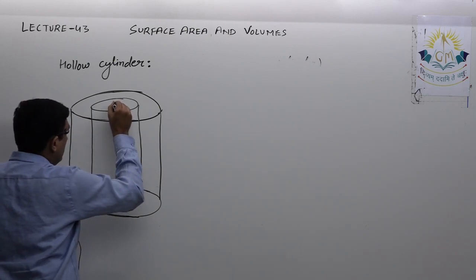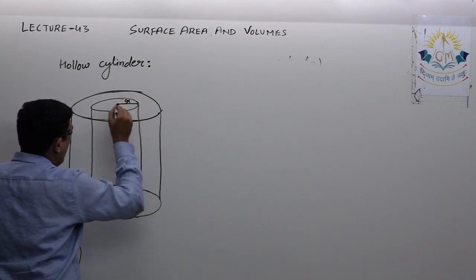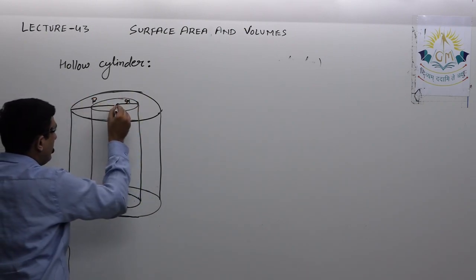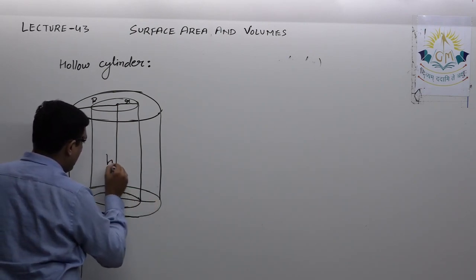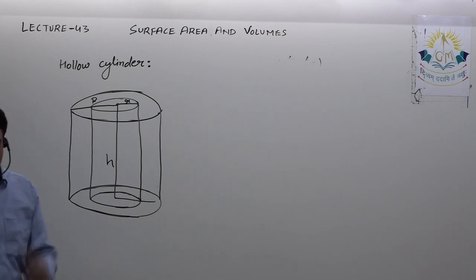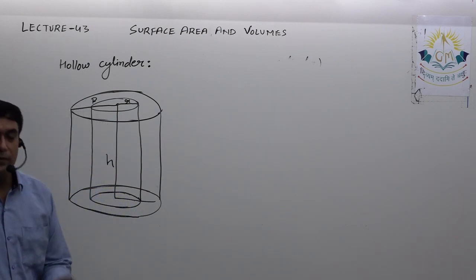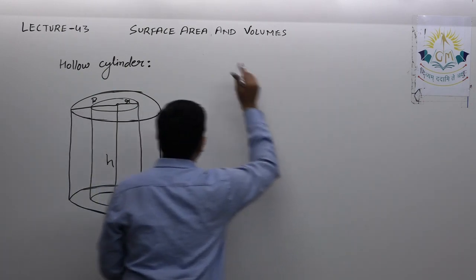Here, this is the inner radius, it is small r, and this I am taking as external radius capital R, and height I am considering is h. So now again we have to find its total surface area, curved surface area, and volume. So we'll start with curved surface area, CSA.